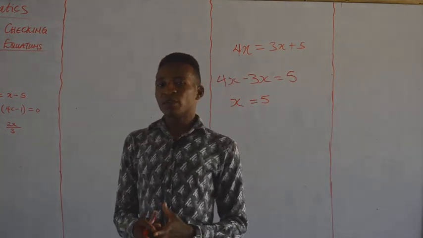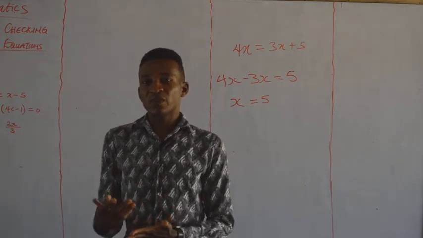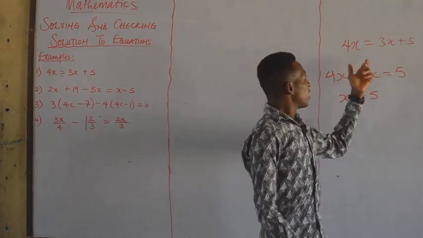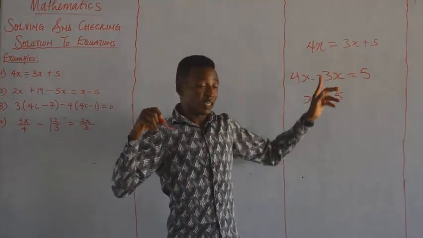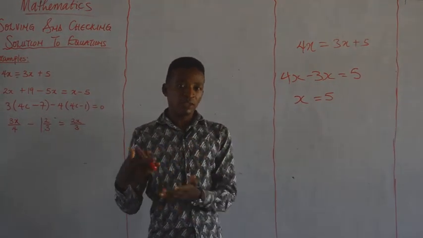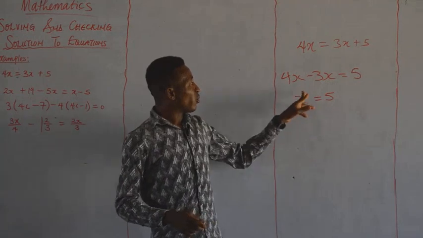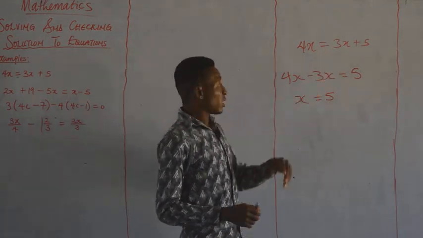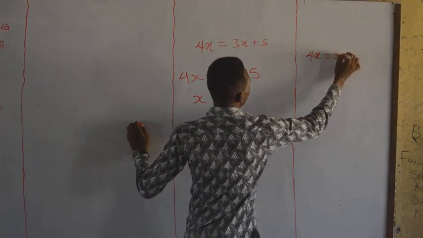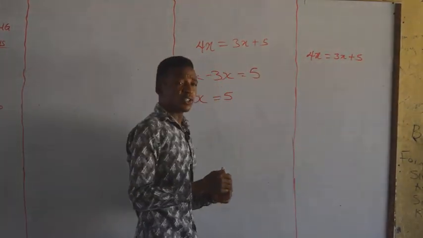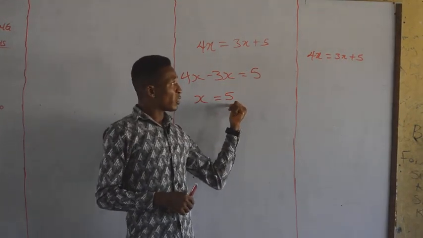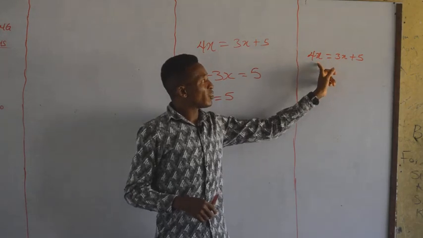Now after solving it, for us to be sure if your answer is correct or wrong, that's the reason why we need to check. For you to check, write out the original question, and that's where I'm actually going for today. The solution is not my problem because I know you already know how to solve equations. Now write out the original question you were given. The original question we were given here is 4x equals 3x plus 5. Now for you to be sure of your answer, the final answer you got here, which is 5, start putting the 5 wherever you see x.